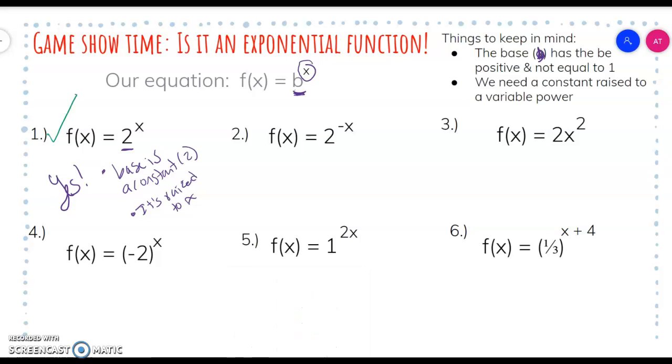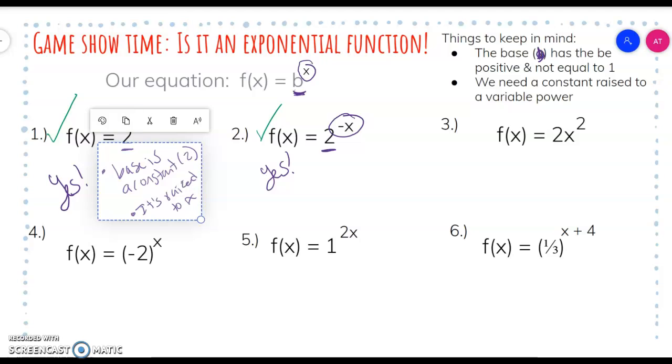Kapow! Yeah! So let's look at the next one. f of x is 2 to the negative x. Well, we did see it a little bit earlier. Yes, we can have a negative exponent because our base is a constant. Check. It's not 1. Double check. And we have it raised to a power. Triple check. So yes, this one is an exponential function because of the same reasons.